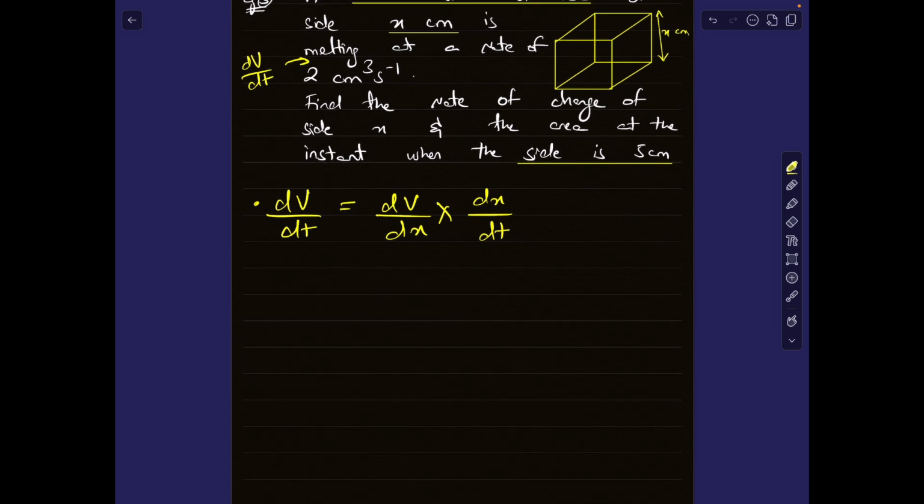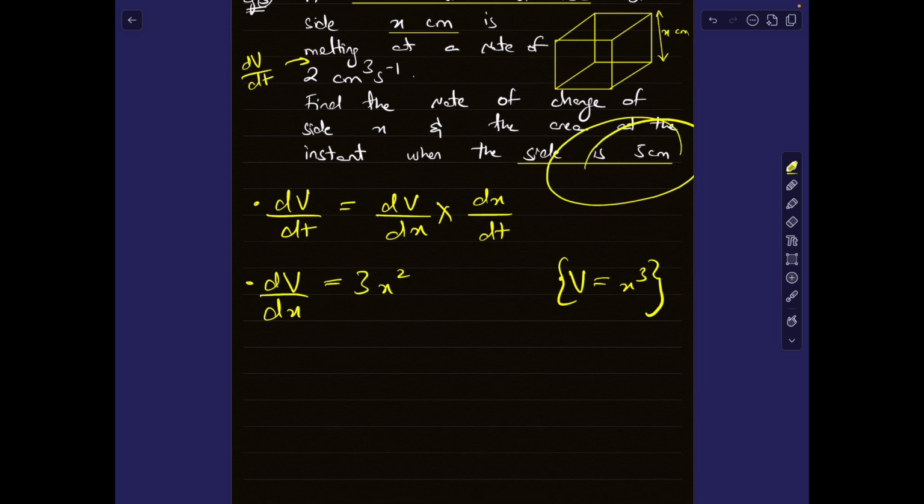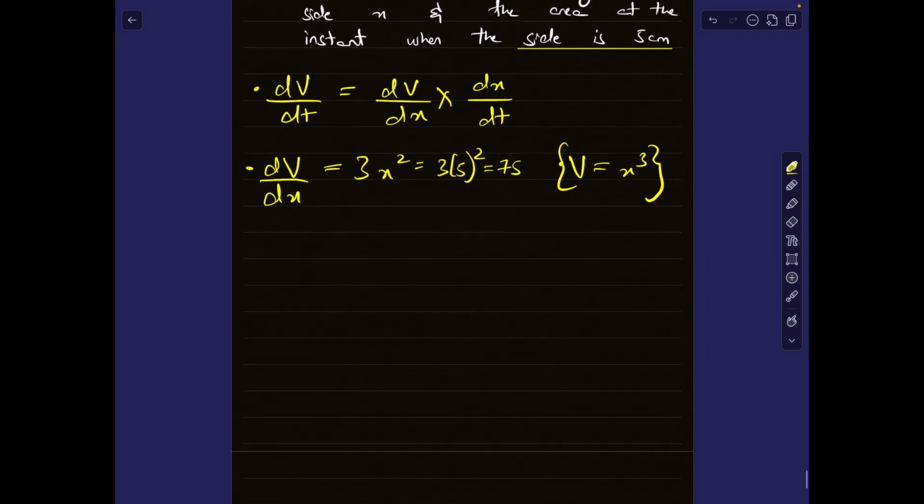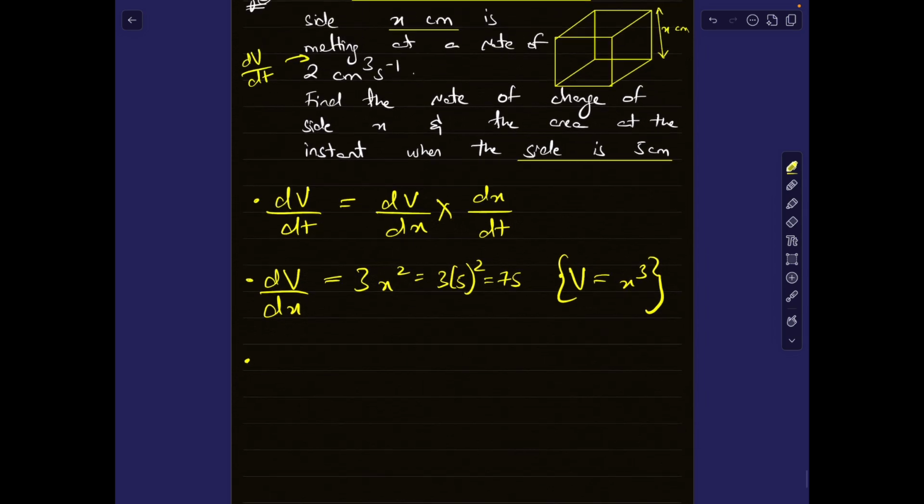So first of all, dV over dx. We do know that the volume of a cuboid is given by x cube. Thus dV over dx is 3x square. The original value of x is 5 centimeters. So 3 into 5 square is equals to 75. Moving on. So I guess we do have the information we need.